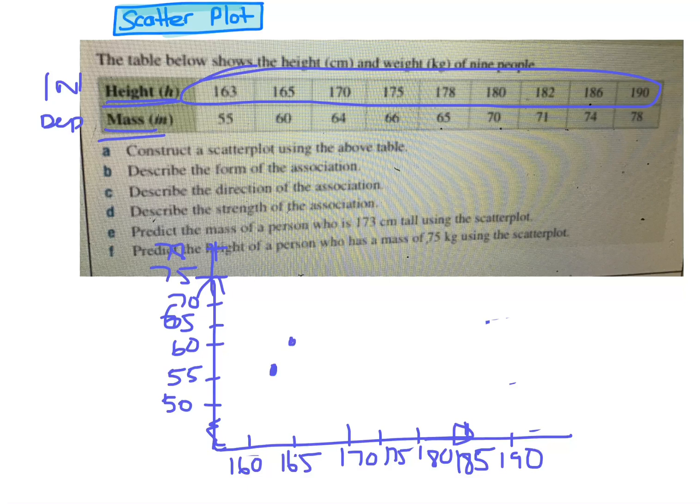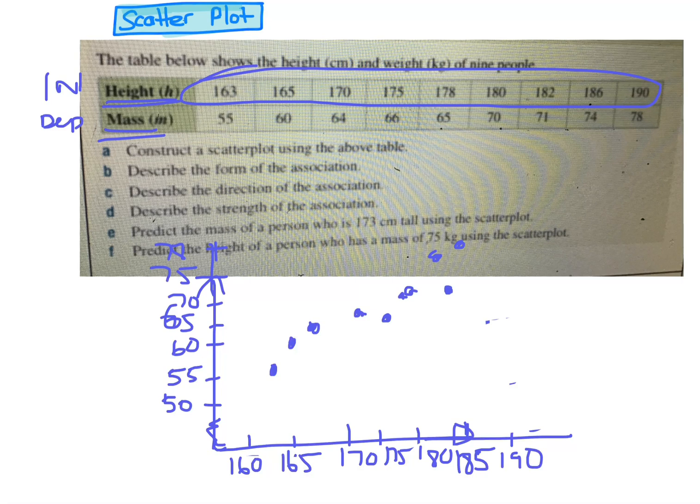165 to 60, so put that one there. 170 to 64, slightly higher. 175 to 66, and 178 to 65. 180 goes up to 70. 186 will go up to 74. And 190 goes somewhere around 78.